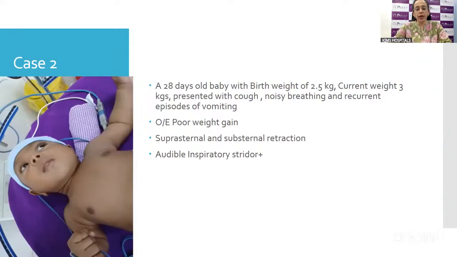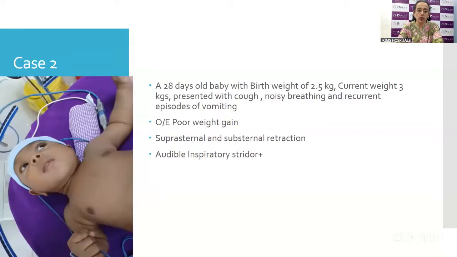Next, coming to a baby who presented at the age of 28 days. The baby had a birth weight of 2.5 kg. Current weight is 3 kgs. By now the baby should have had slightly more weight gain. The baby is having slightly lesser weight gain because the baby always has cough, noisy breathing, and recurrent episodes of vomiting. That was the complaint given by the mother.